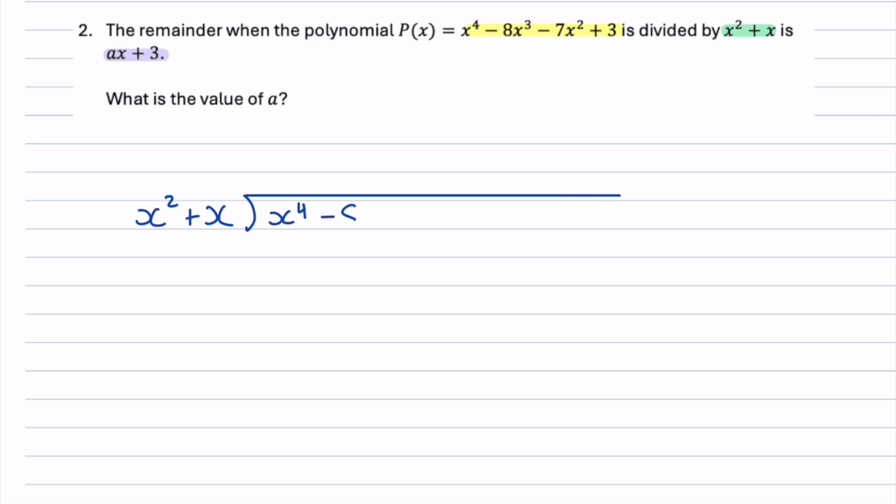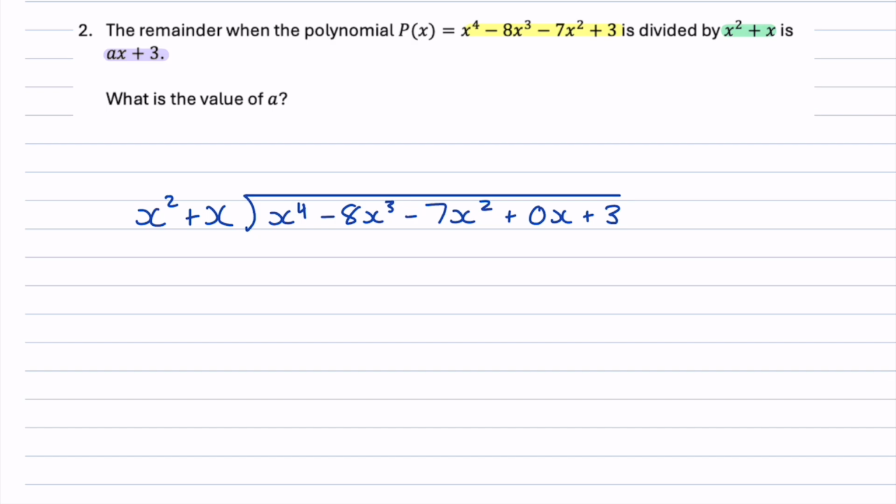Make sure that when I'm setting up my polynomial, every place value is accounted for. So notice I have x to the 4, x to the 3, x squared. Notice there is no x in my polynomial, but I still need to put a place for it because it is like place value. And my long division will not work if I ignore the x value in this polynomial.